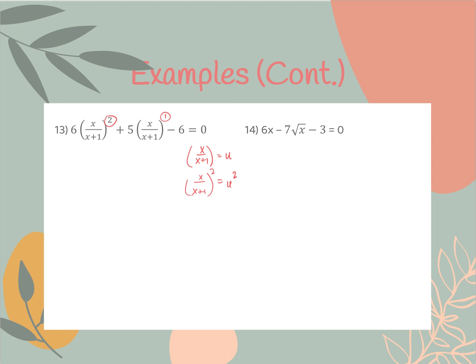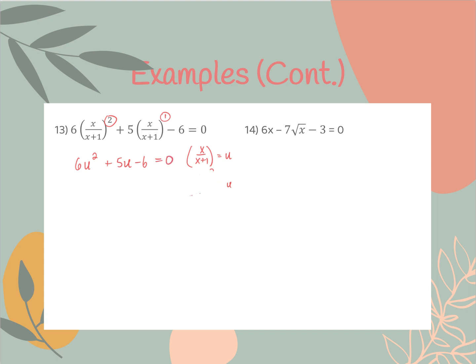So I'm going to come over to here, and I'm going to do 6 times u. Actually, I don't even really have to write that, but whatever. Okay, 6 times u squared, right? Let me just do it like this. So I've got 6u squared plus 5u minus 6 equals 0.